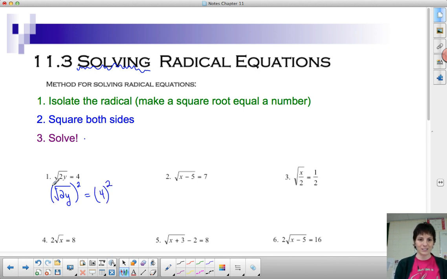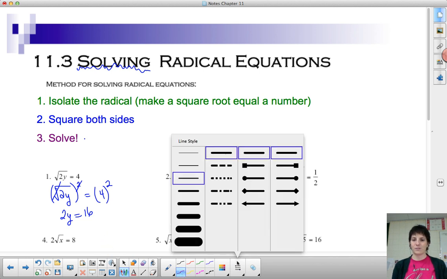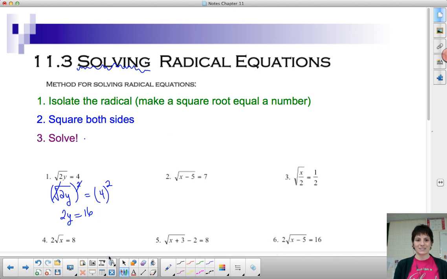Now we've already learned from all of our solve by using a square root. We're doing the opposite now. We have a square root and we're undoing it. That's why we're squaring. They undo one another. So a square root is undone by a squared, so we're left with just the base, which in this case is 2y, equals 4 squared, which is 16. And now we're on our solve step. Divide both sides by 2, so that we get an answer of y is equal to 8.